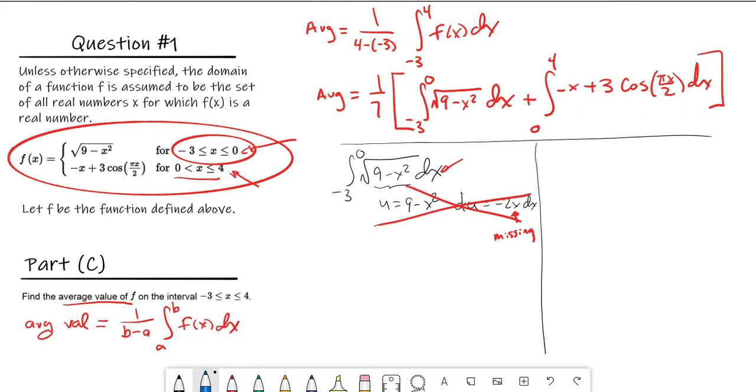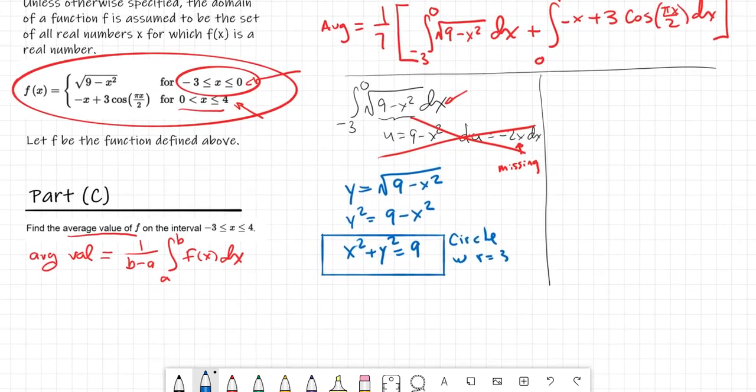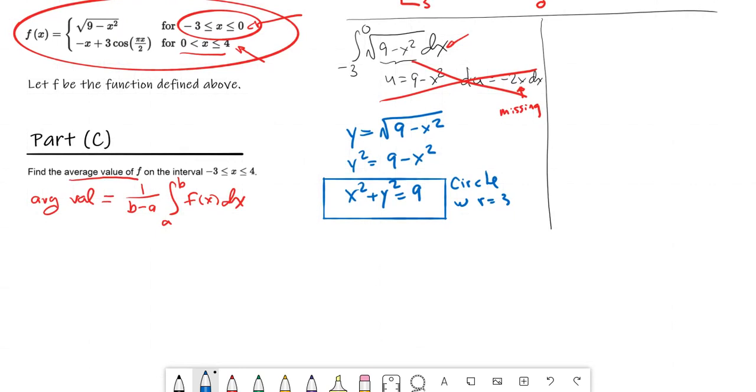And we should be able to look at this radical and say, this is very familiar looking. We've done problems like this. If I say y is equal to the square root of 9 minus x squared, and then I square both sides, and then I move the x squared over, we should recognize this as a circle with radius equal to 3. Now, the radical of 9 minus x squared is a positive radical. There is no negative in front of it.